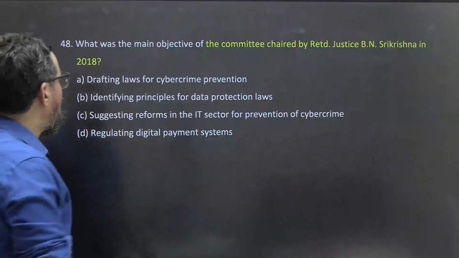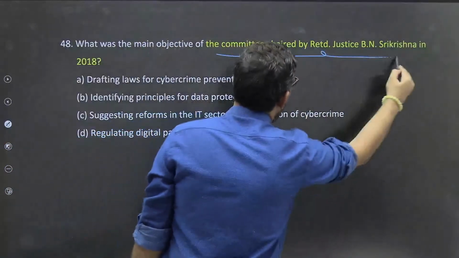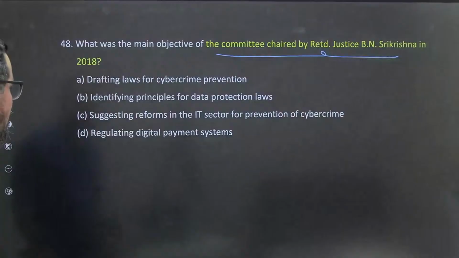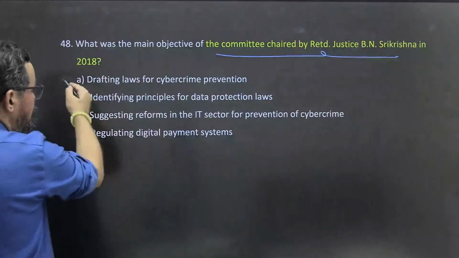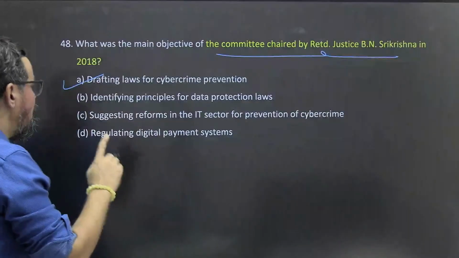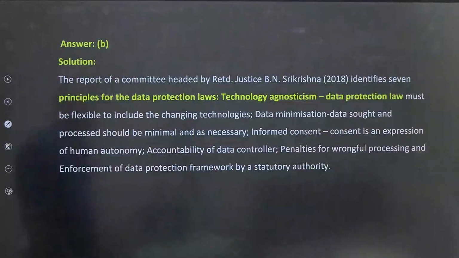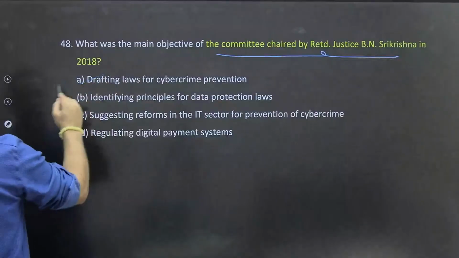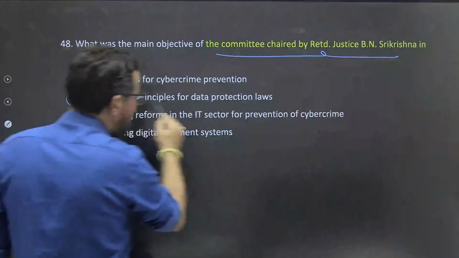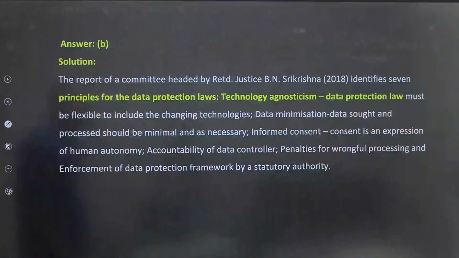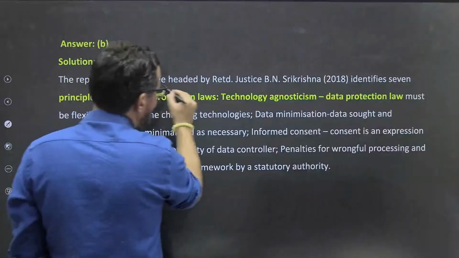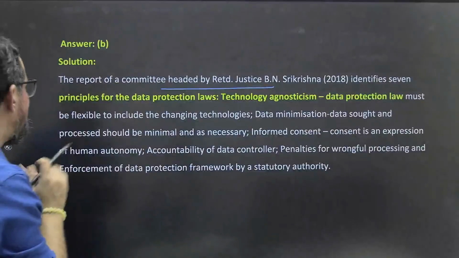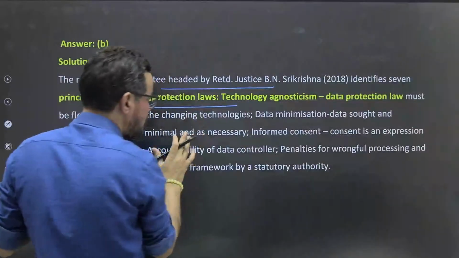Yes. What was the objective of the committee chaired by retired Justice B.N. Sri Krishna in 2018? Drafting law on cyber crime prevention, identifying the principles of data protection, suggesting reforms in IT. So option A only. Okay, again wrong. Identifying principles of data protection. Okay, this was related to data. Okay, no hurry. Now I'll study, I'll give you time. So identifying the principles for data protection law. The report of the committee headed by retired Justice B.N. Sri Krishna in 2018 identifies 7 principles for data protection.